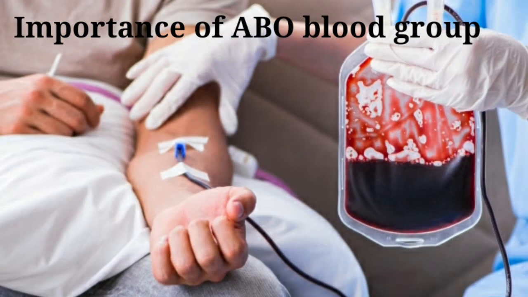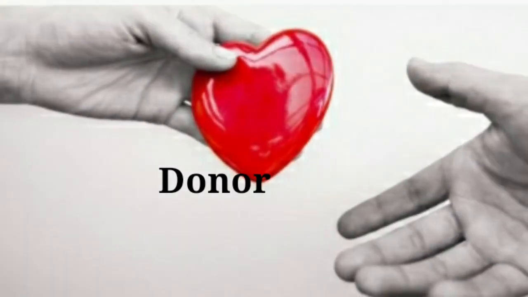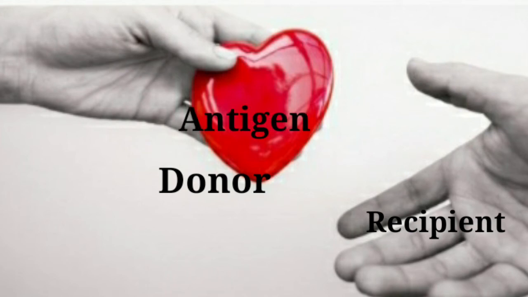Now, what is the importance of ABO groups in blood transfusion? During blood transfusion, only compatible blood must be used. The one who gives blood is called the donor and the one who receives the blood is called the recipient. While transfusing the blood, the antigen of the donor and the antibody of the recipient are considered. The antibody of the donor and the antigen of the recipient are mostly ignored.